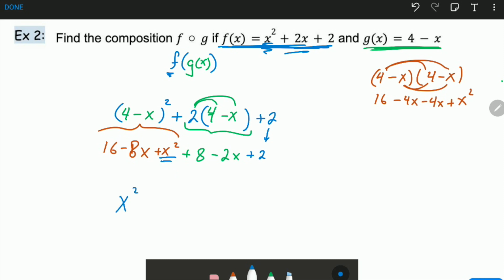There's no other x squareds, so I'm just going to bring them down first. We have a negative 8x and a negative 2x, which will make negative 10x. We got our 16 plus 8 is 24, plus another 2 is 26. So overall, we have x squared minus 10x plus 26.